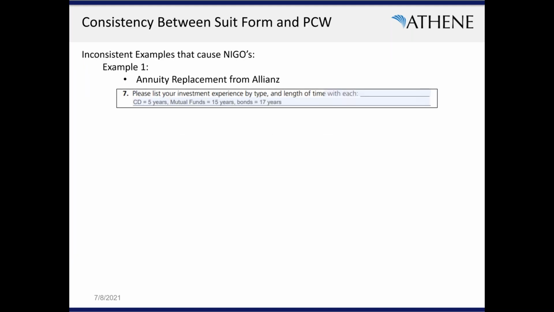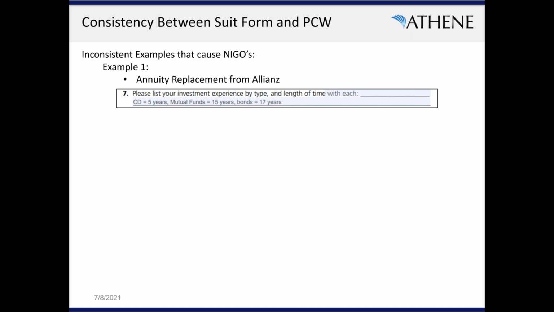So to quickly move on, and then we can start getting to some of the questions. One big thing to pay attention to when you're completing these forms for Florida is consistency between the suitability form and the product comparison form. So, inconsistent examples that cause NIGOs, we're going to walk through some examples.